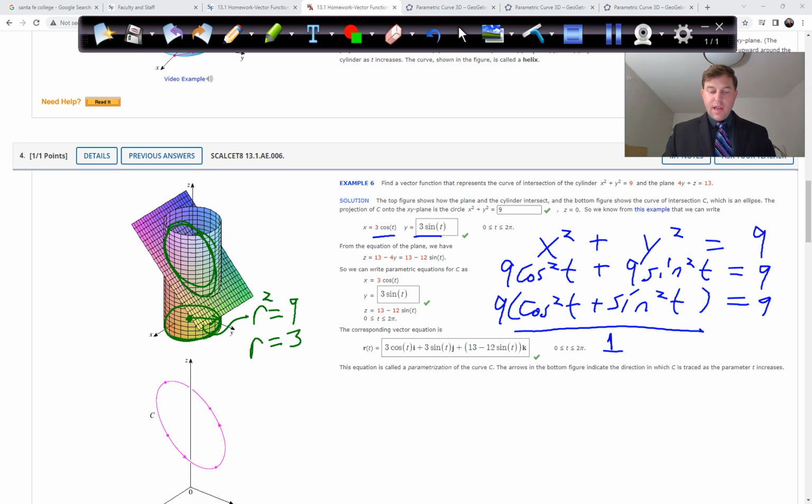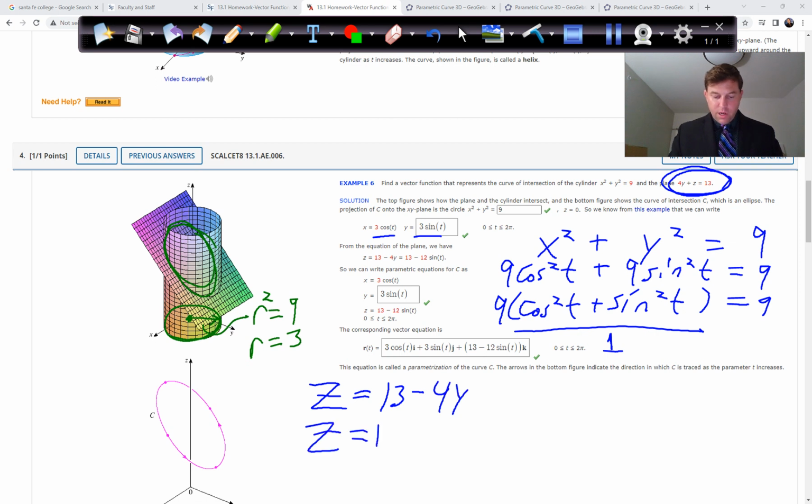We can change x to be 3 cosine t and y to be 3 sine t, and that would be, when I square it, equal to a circle of radius 3. Okay, so if I can make that substitution, then I can substitute those into this equation. The equation of that plane that's intersecting the cylinder is 4y plus z equals 13, and they solve for z, so let's show this. To solve for z from this circled equation, you would take 13 minus 4y, but we're substituting y as being 3 sine t.